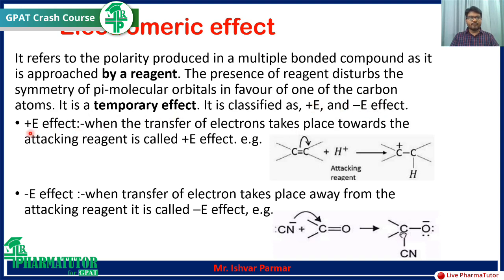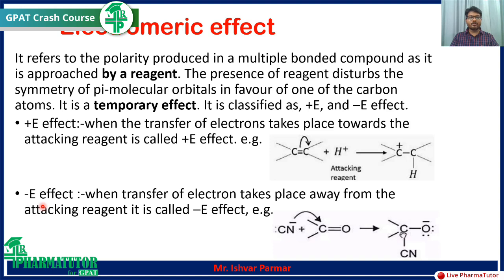What is a positive electromeric effect? When the transfer of electrons takes place towards the attacking reagent, it is called a positive electromeric effect. So here a proton is the attacking reagent, so the pi electrons are shared with this attacking reagent. It is towards the attacking reagent, so that's why it is a positive electromeric effect.